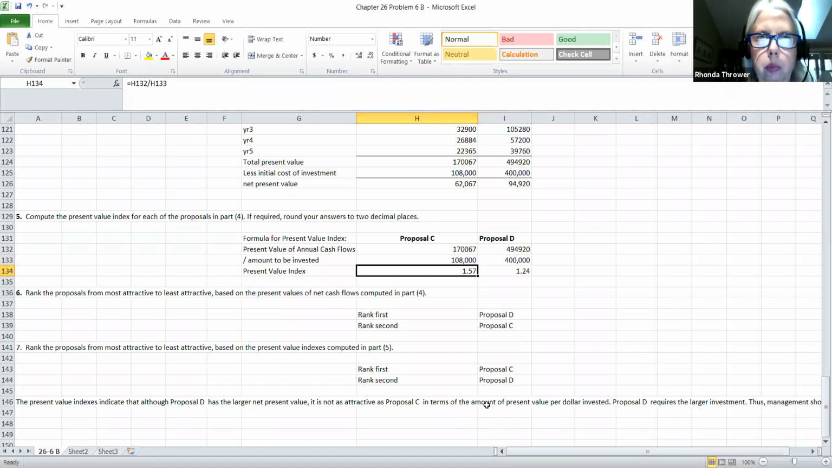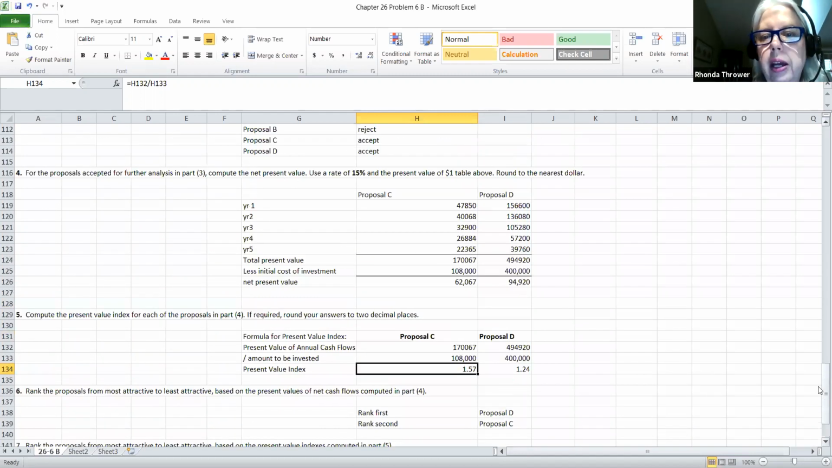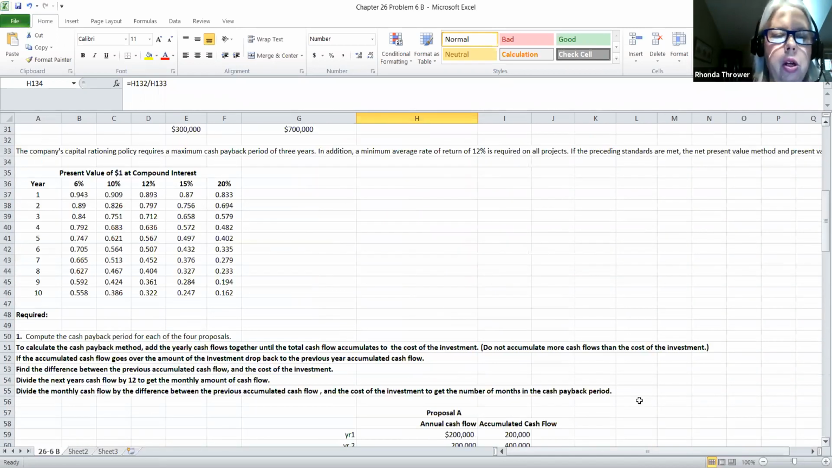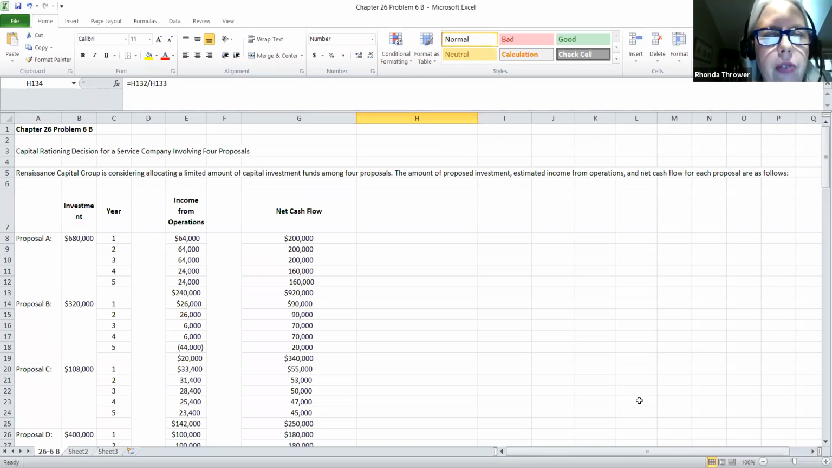There could be some non-quantitative factors that you might also want to consider, such as employee morale about the investment, things that don't really have numeric value associated with them. So this chapter was teaching you how to rank different proposals and how to choose proposals for potential investing in assets of the company.